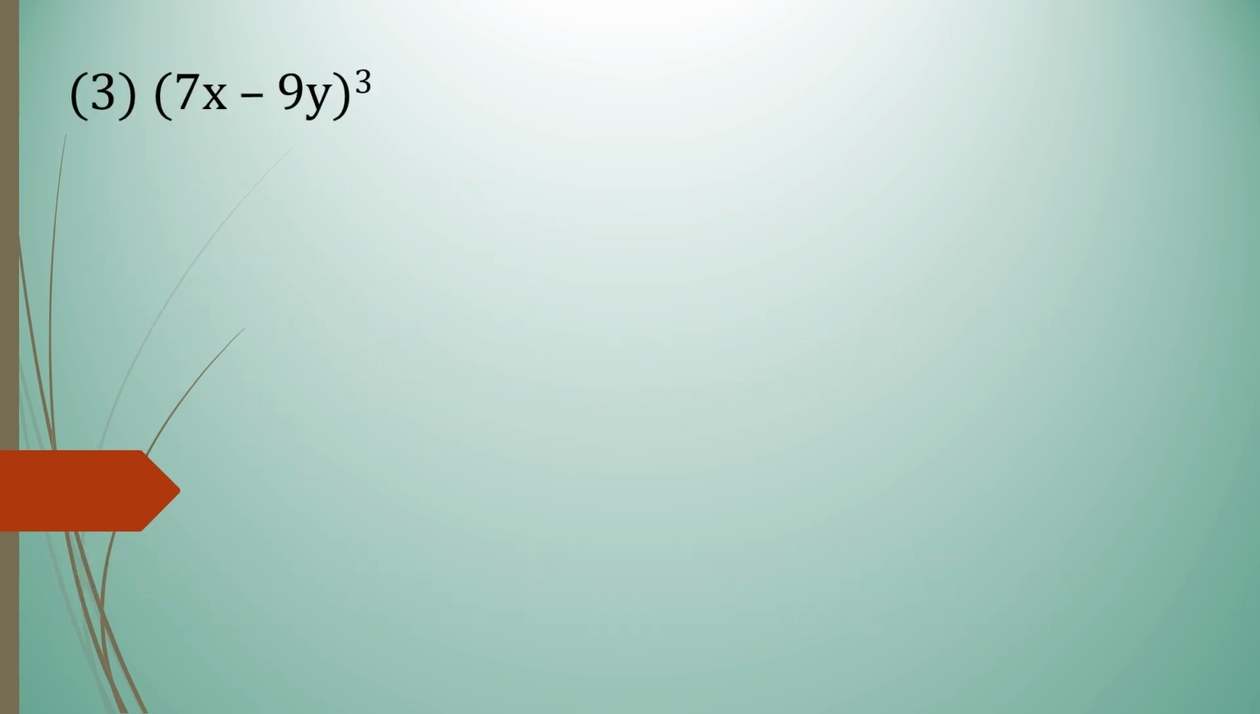Now students, third sum. What is given? 7x minus 9y the whole cube. Here our a term is 7x and b is 9y. So same formula. You have to learn the formula, then only the sum will become very easy to solve.